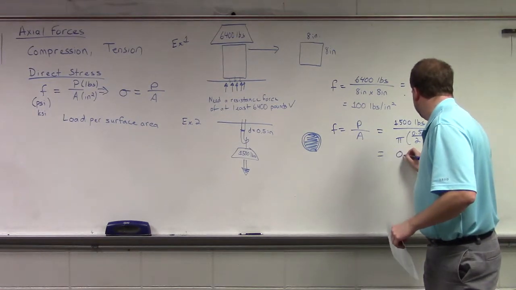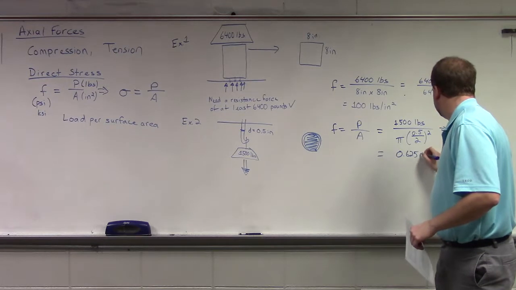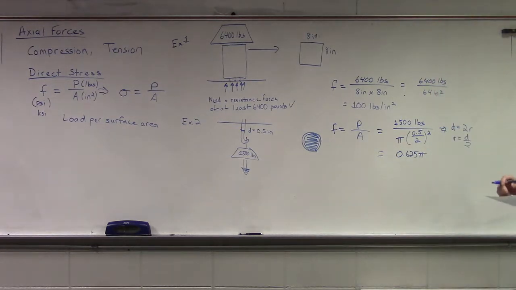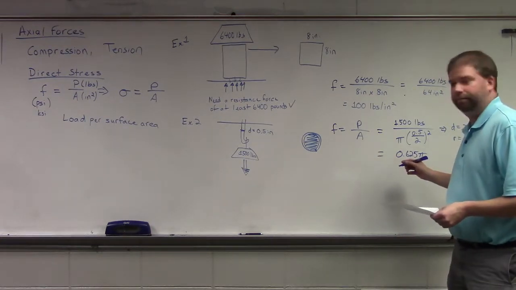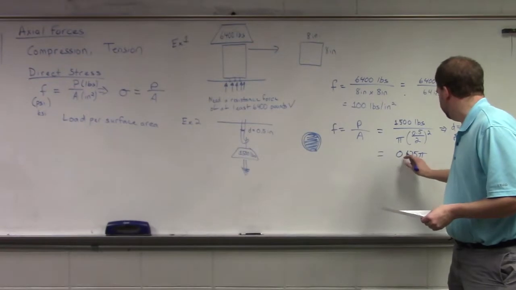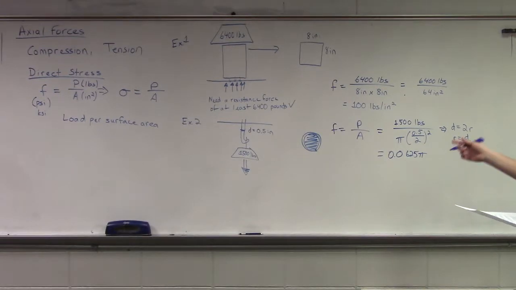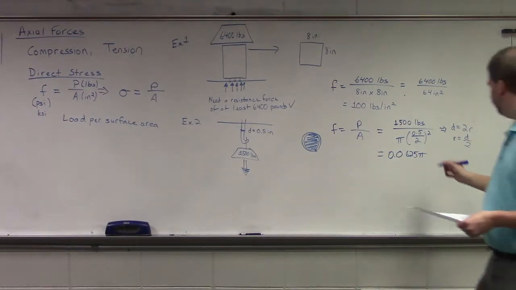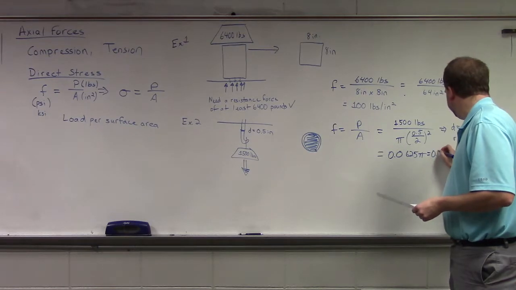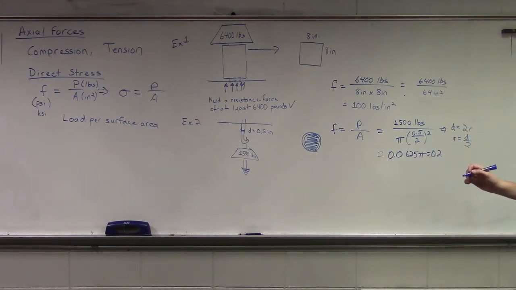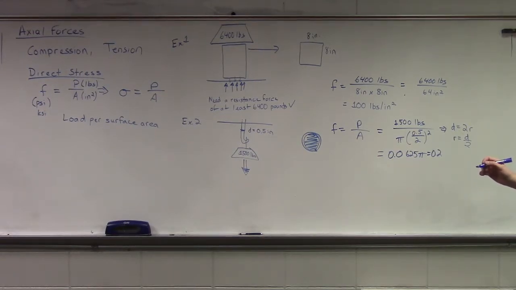So that becomes 0.625 pi, right? Roughly? 0.0625, yes, thank you. Quarter of a quarter. And so 0.0625 of pi is what? 0.2? So, something like that? Is that what you guys are getting? It's maybe 0.19 something?